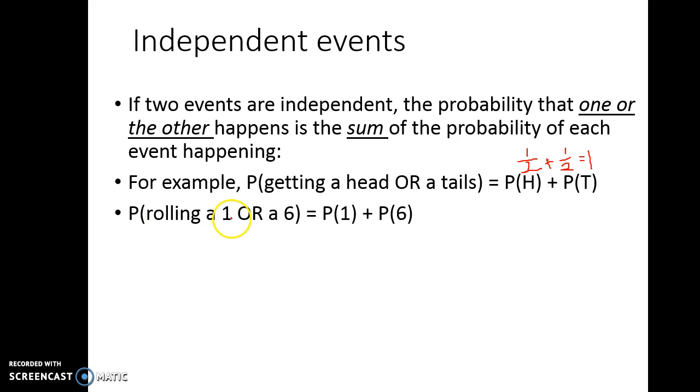The probability of rolling a 1 or a 6 is the probability of getting a 1, 1/6, plus the probability of getting a 6, which is also 1/6. So the probability of getting either of those is actually 2/6, or 1/3.